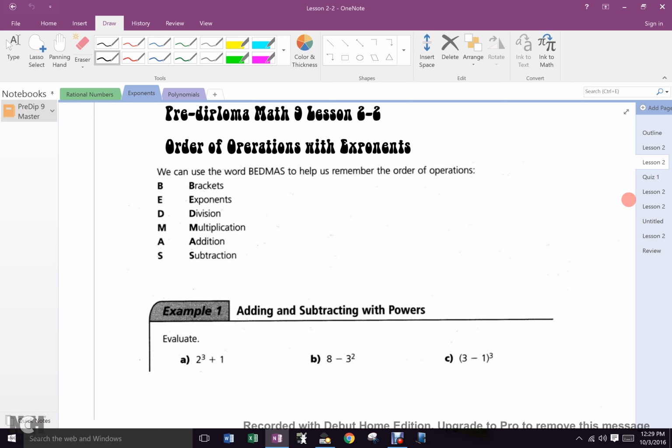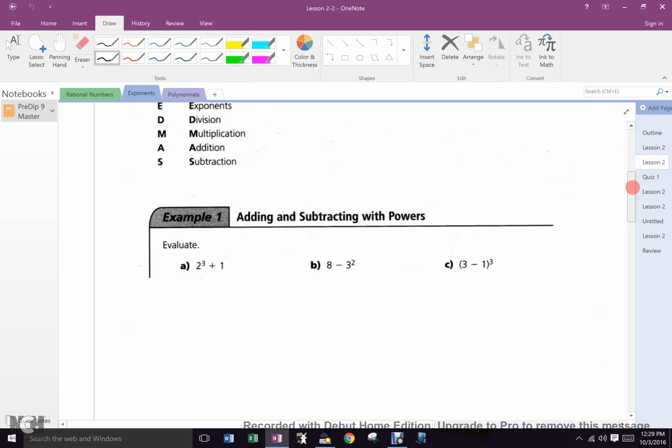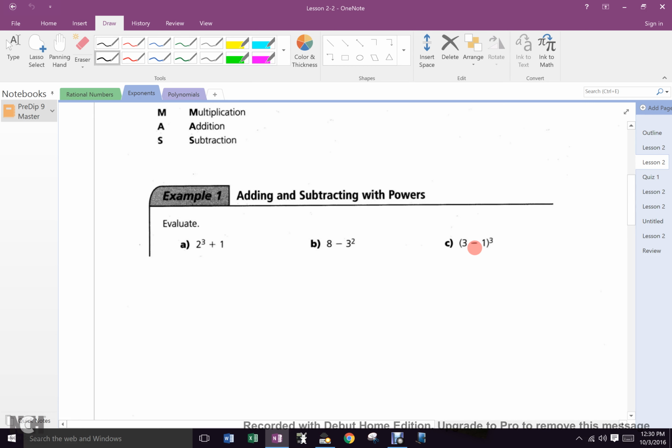Pre-diploma, Math 9, order of operations with exponents. Remember I said when we first did order of operations, we were only going to keep it squared and we were going to do more later? Here we are later. Obviously these are very easy ones, right? Why do I start with easy ones? Because the rules never change. If you actually understand the easy ones, then you know how to do it when it's difficult.